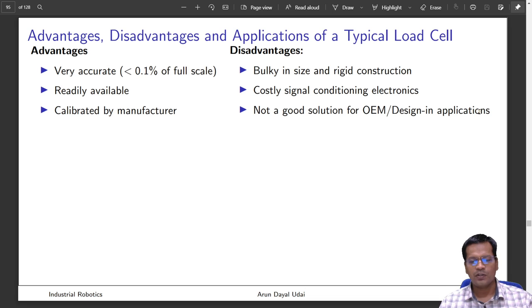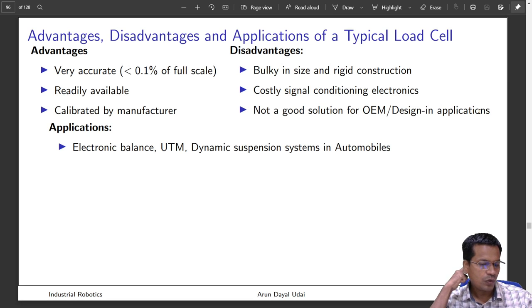Okay, it deteriorates with time because the elastic behavior of the system changes with time based on the fatigue that is coming. So, electronic balance, if it is used, electronic balance, universal testing machine that is there in your lab, probably in the mechanical lab, dynamic suspension systems in automobiles.